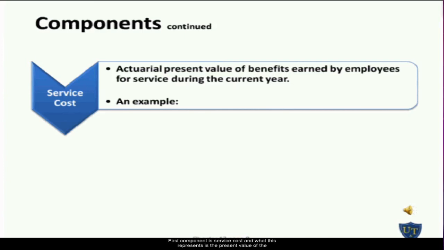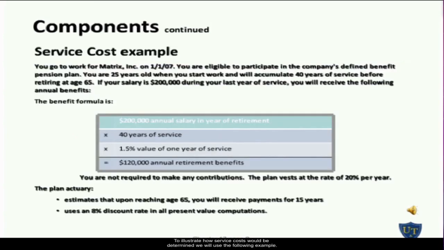The first component is service cost, and what this represents is the present value of the increase in the liability due to the employees working in the current year. To illustrate how service cost would be determined, we will use the following example. Don't worry, you won't be expected to go through this type of detailed computation, but this is here simply to illustrate how service cost is derived and to give you a feel about the 3 estimates of liability.